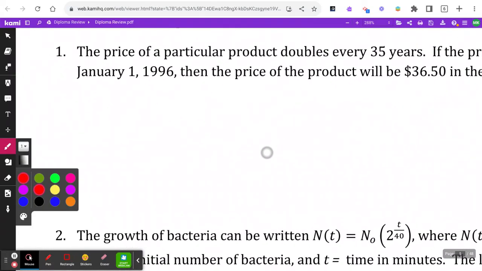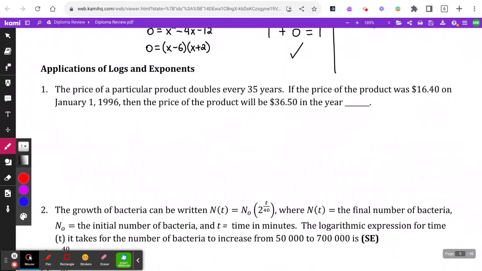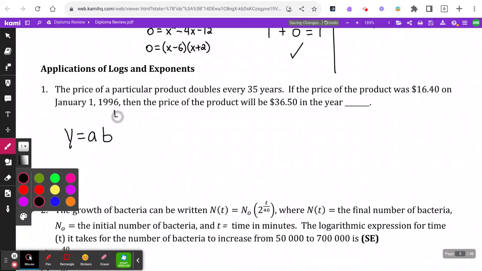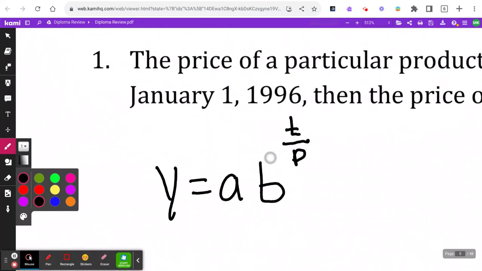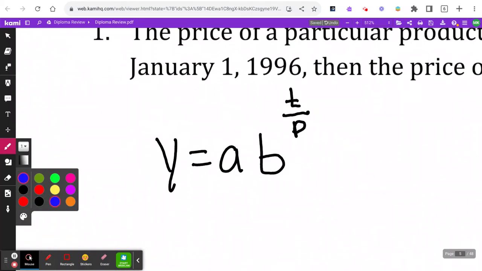I'm pretty confident it's on your formula sheet. It's halfway down the left side. You have this: y equals a times b to the power of t over p. Breaking down what these things mean: y typically is an end value after a certain amount of time. t is your time.